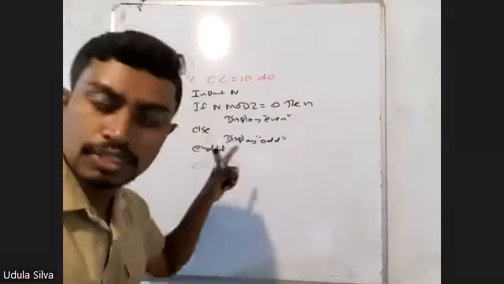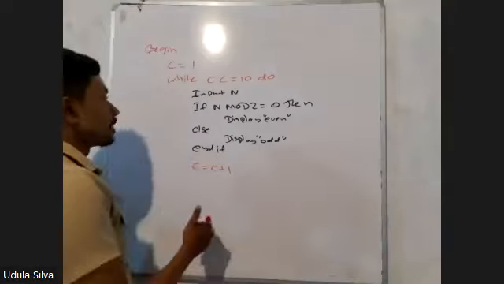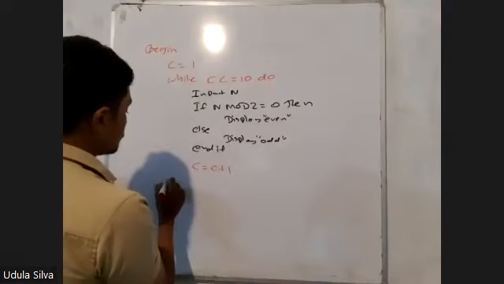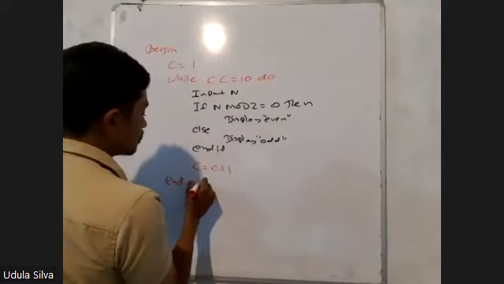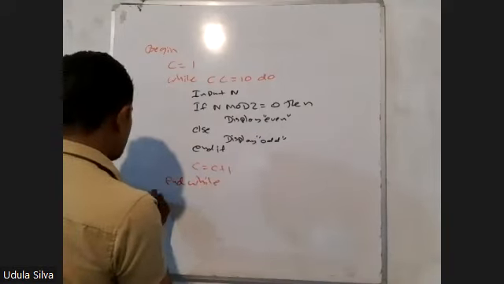Where is the flow chart? Put it there. Right? Okay. Then c equals c plus 1, right? And then end while and end the program.